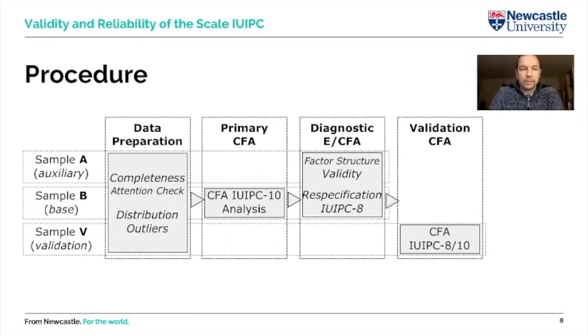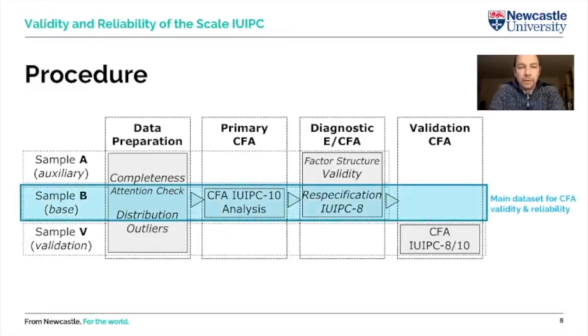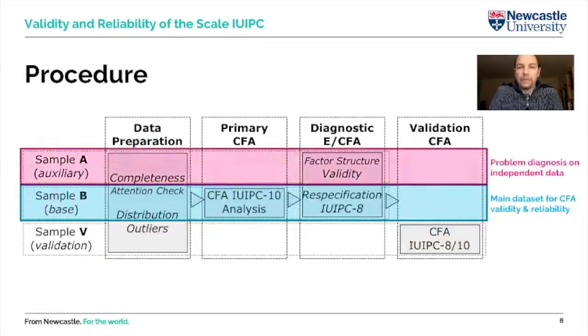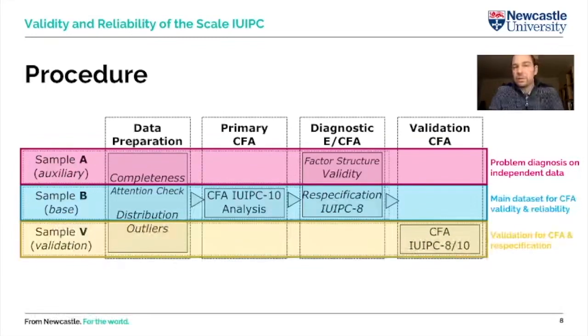Now, I've been stressing that we had 3 different samples for that, and I'm going a bit more into that. So first we had a base sample, which was our main sample for the confirmatory factor analysis. So that is the sample which was at the foundations of our research. Now, to make decisions about possible problems, about diagnosis of what is going on, and get an independent information source, we had an auxiliary sample that helped us to make these decisions. Finally, we had a validation sample that we didn't touch until we decided how we would respecify the models or IUICP, and then used that to check that our findings are actually holding up.